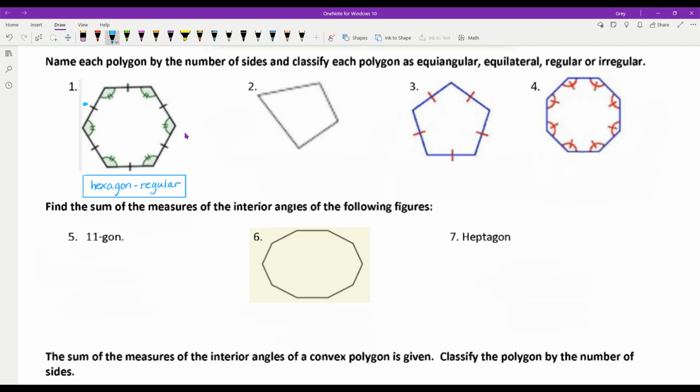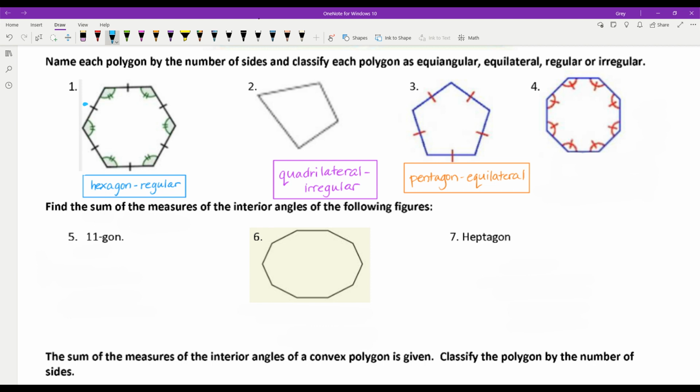Number 2 is easy to count, that has 4 sides, so it is a quadrilateral. There are no markings telling me anything about the sides or the angles, so it is irregular. Next, we have 5 sides, and 5 sides is a pentagon, and we have tick marks on each of the sides, so that tells us that all the sides are equal, so it's an equilateral pentagon.